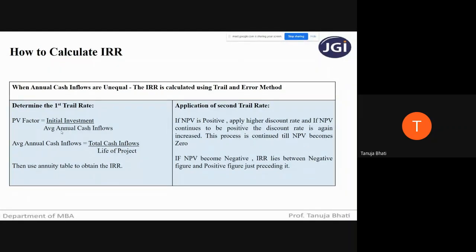Suppose at this rate, NPV is not 0. If you have got a positive answer, then take a little higher rate. If you are getting a negative answer, obviously you know the answer is between the positive and the negative figure.